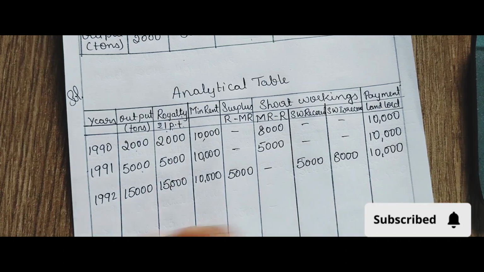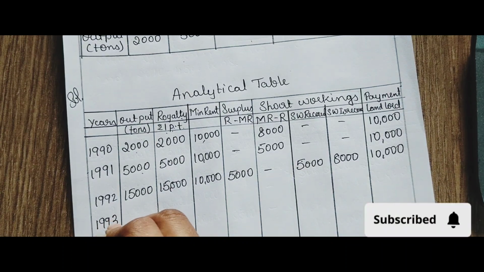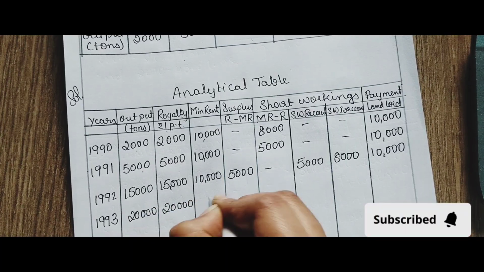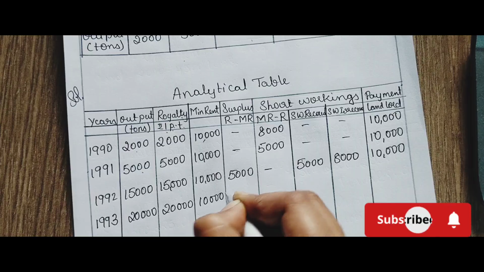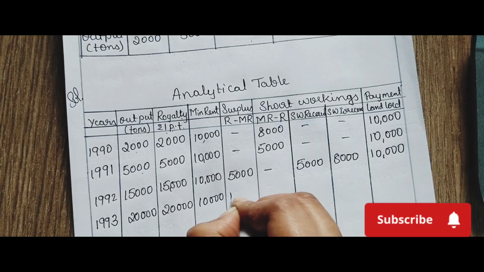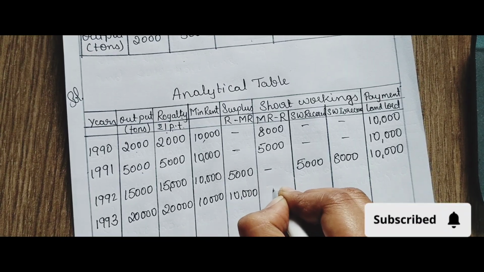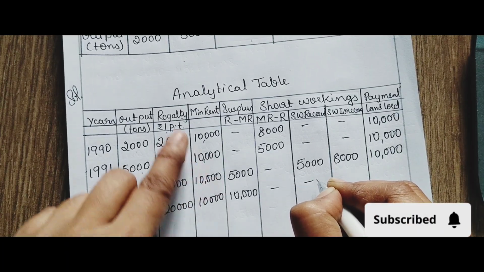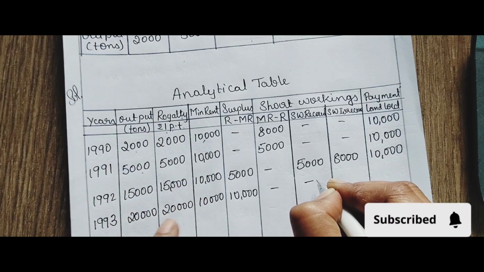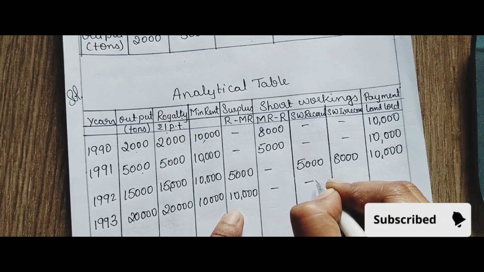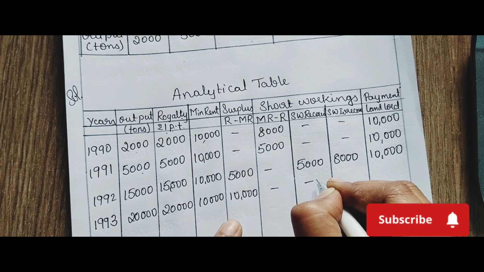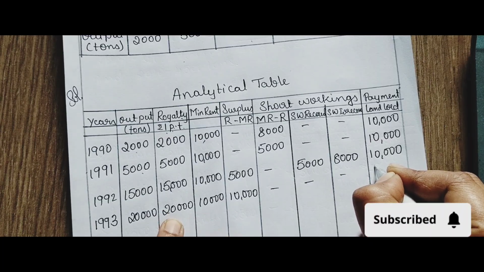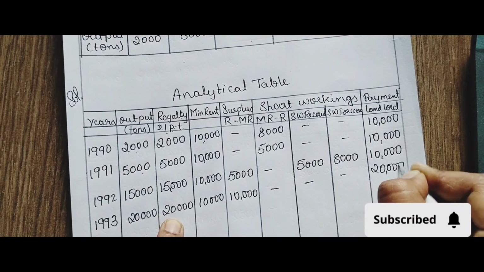Is it clear? Yes. For the year 1993, 20,000, surplus is 10,000. Minimum rent, here no short working. You can't recover because the permission is only for the first 3 years. After the 4th year, even if you have surplus, you won't be able to recover the short working amount. And whichever is higher, that is the royalty you are paying to the landlord.